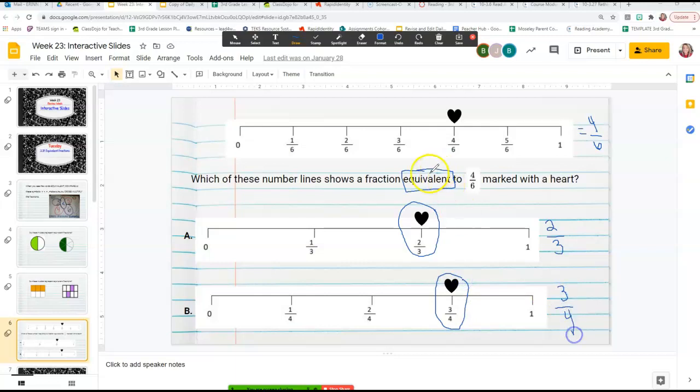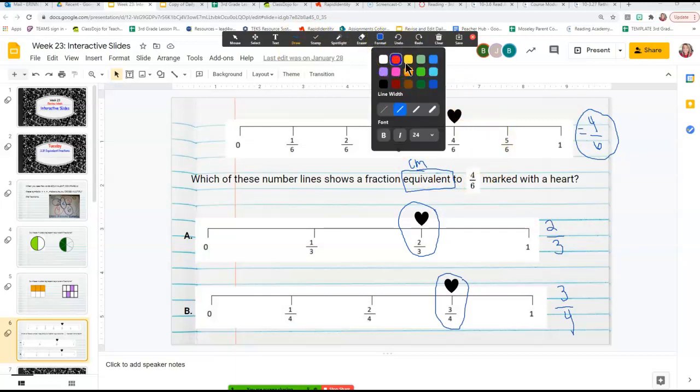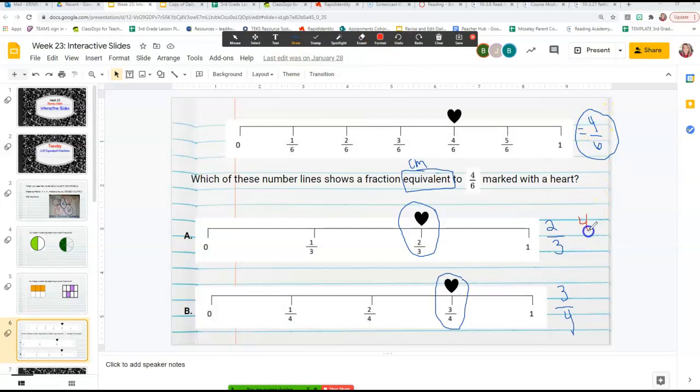So I see the word equivalent, so I know I'm going to cross multiply. And I'm cross multiplying them both with 4/6 because it wants to know which one is equivalent to 4/6. Okay, so I'm going to take my 4/6 from up here and I'm going to cross multiply it against answer choice A and see what I get. So here I have 6 times 2, which is 12. And here I have 3 times 4, which is also 12.